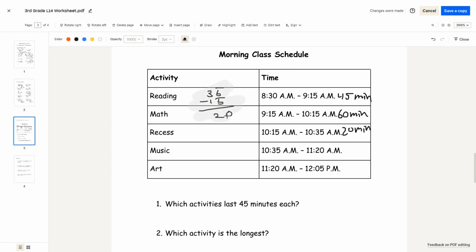Okay, and then let's erase this. So we need to reach 11:20 from 10:35, so 60 minus 35 again. And we get 10 minus 5 is 5, 5 minus 3 is 2, so we get 25 minutes to reach 11 o'clock, and we need to reach 11:20, so we add the additional 20, so we get 45.